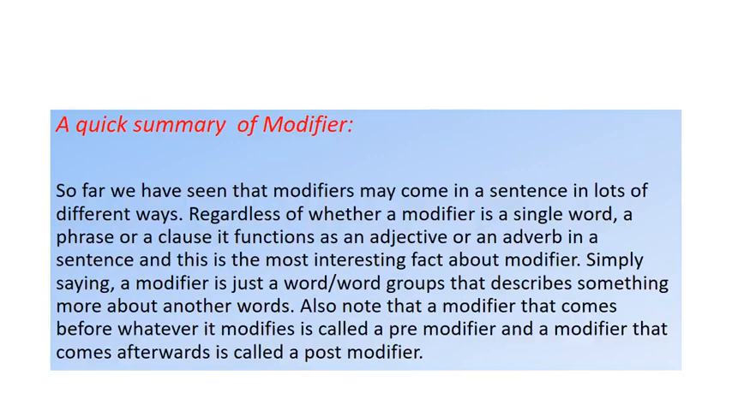Simply saying, a modifier is just a word or word groups that describe something more about another word. Also note that a modifier that comes before whatever it modifies is called a pre-modifier, and a modifier that comes afterwards is called a post-modifier.